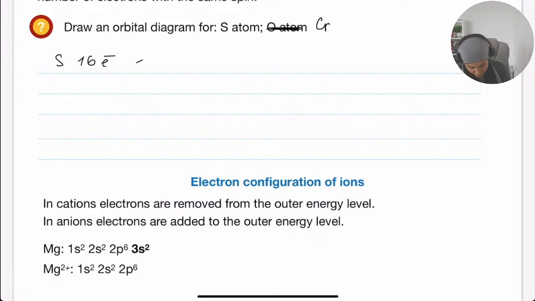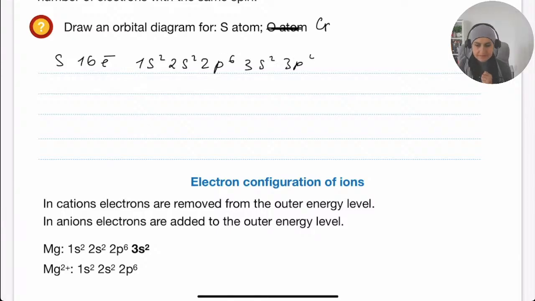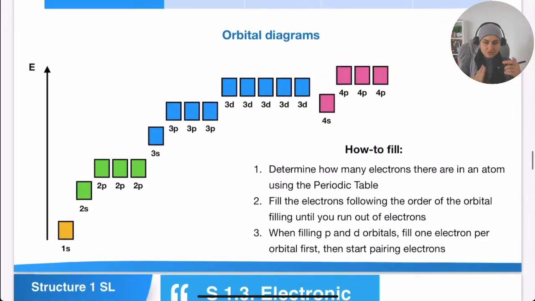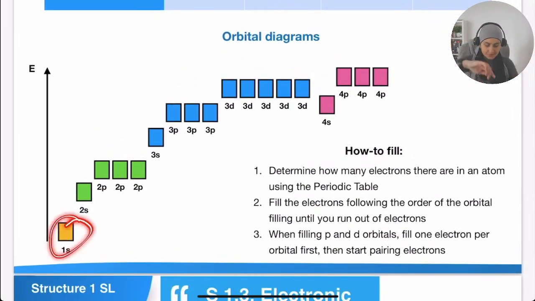So it was 1s2, 2s2, 2p6, 3s2, 3p4. And now I will draw out the orbitals. You could draw them as I did here, showing the energy: lower energy, then higher and higher.